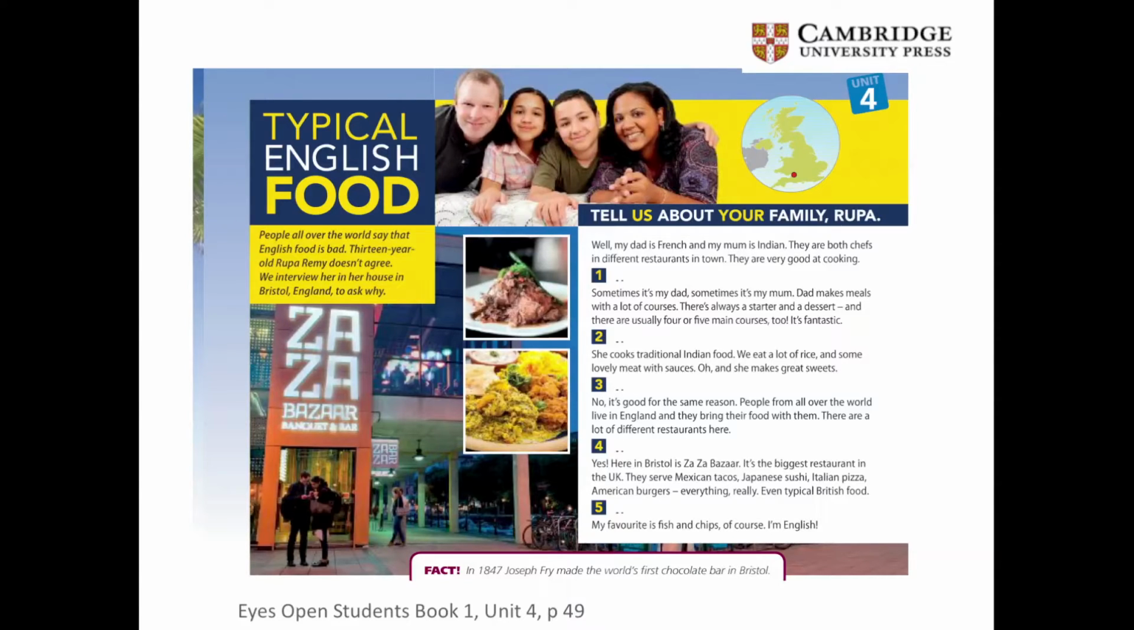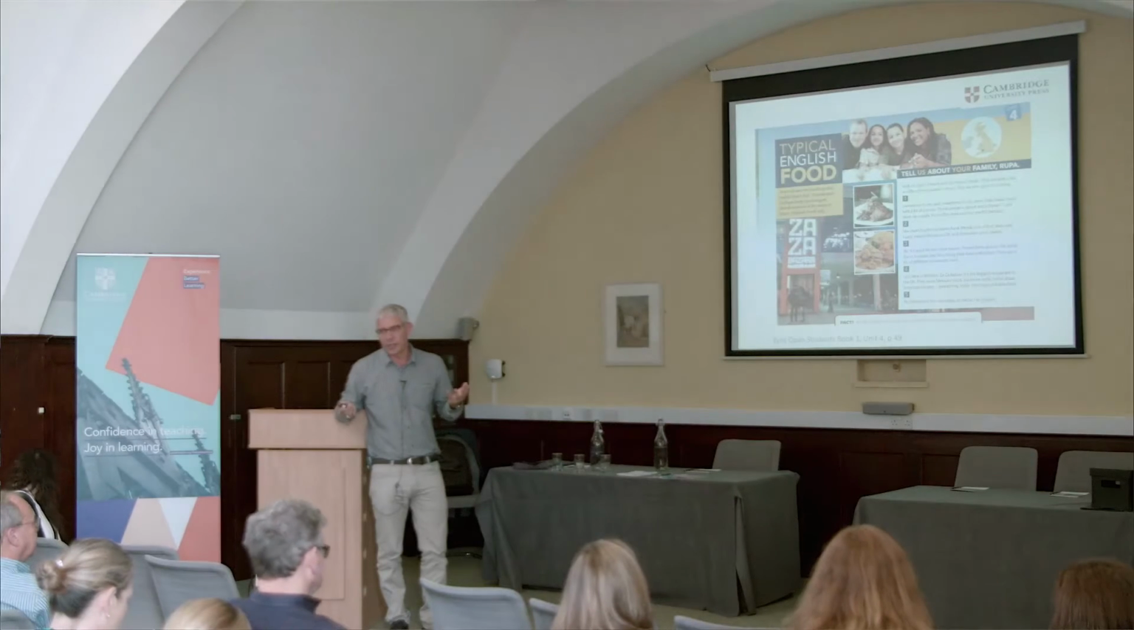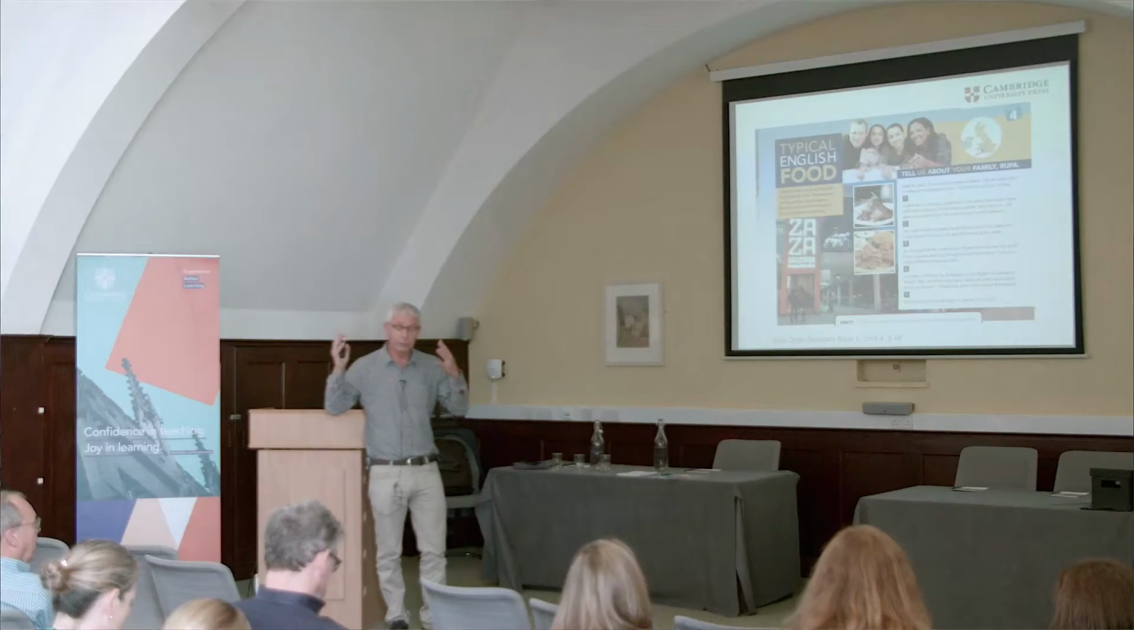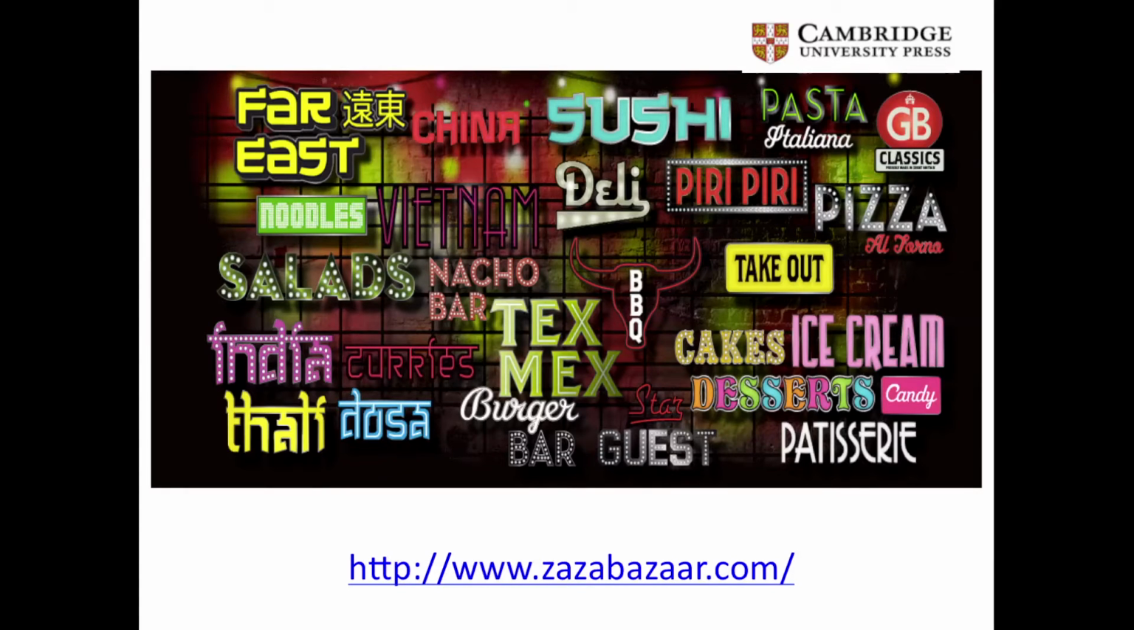What would be typical English food? And then you show this place called Zaza Bazaar, which is the largest restaurant in Britain apparently, which is a kind of emporium. It's in Bristol. It's an emporium of restaurants from all different parts of the world, which may challenge many stereotypes or concepts that students may have of Britain. So you can look that up. That's all the different kinds of foods that exist in that place.